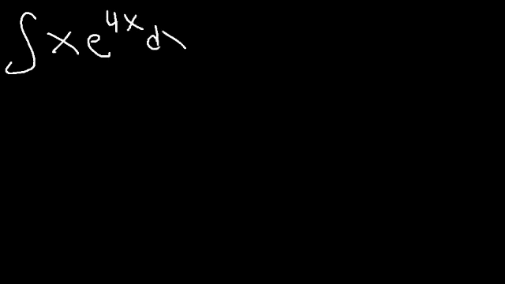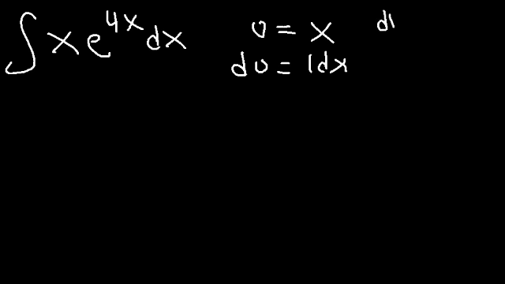Let's try another integration by parts problem. Try this one, x e to the 4x dx. So you want to make u equal to x because when you find du, the x is going to disappear. Du is going to be 1 dx. Now we're going to make dv equal to e to the 4x because we know how to find the antiderivative of e to the 4x.